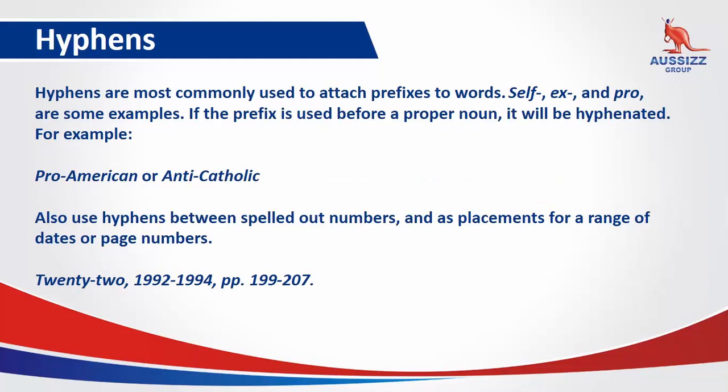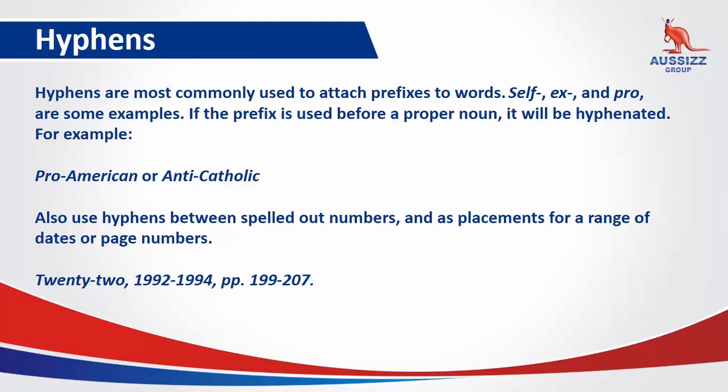Next we go over hyphens. Hyphens are dashes that go in the center of the line. They're usually used to attach prefixes, such as self, ex, and pro. If it's used before a proper noun, it will be hyphenated. For example, we have pro-American or anti-Catholic.